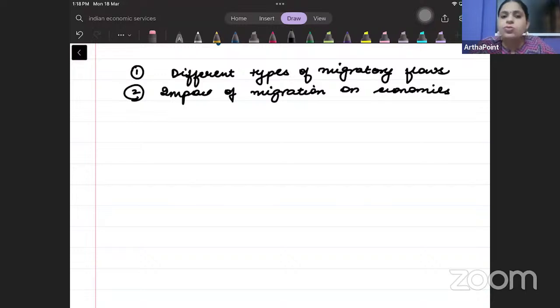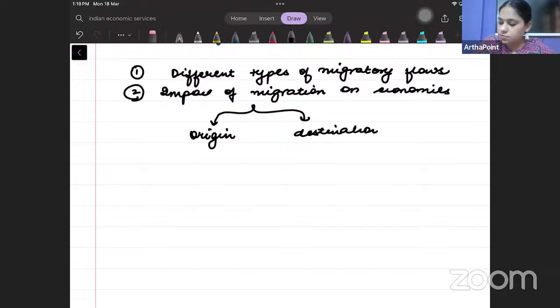And how is that dependent on the origin and destination of migration? So we want to understand कि migration कहाँ से originate हुई है? Where does migration originate from? And where is migration destined? कहाँ migration हो रही है? How is it going to impact those economies? उस economy पे क्या फर्क पड़ेगा जहां से migration हो रही है?